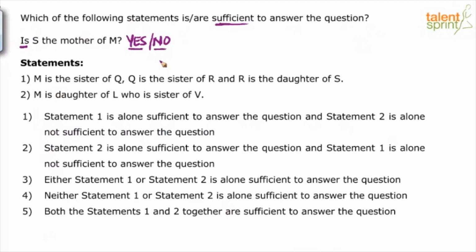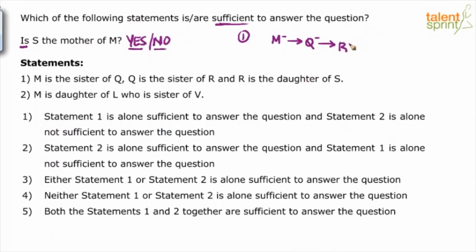Alright, let us solve this. That will give you more clarity. So is S the mother of M? Statement 1: M is the sister of Q. So according to statement 1, M is female clearly and the sister of Q. Q is the sister of R. So Q is also female, sister of R.